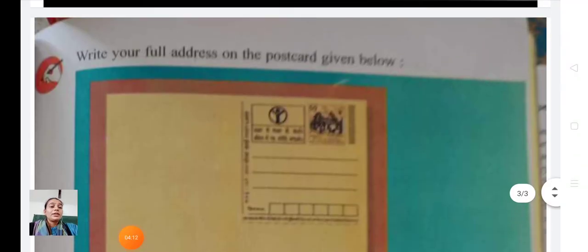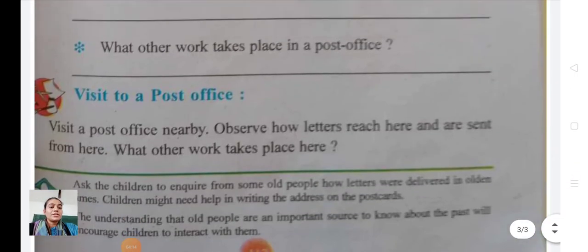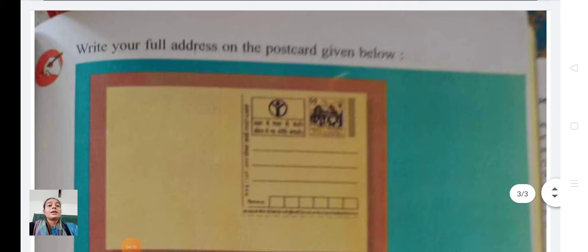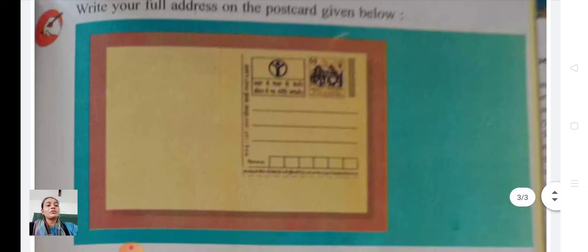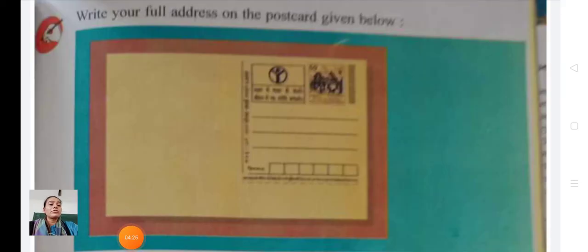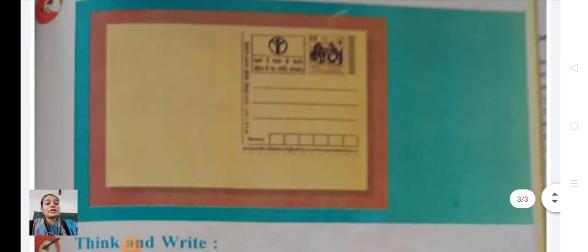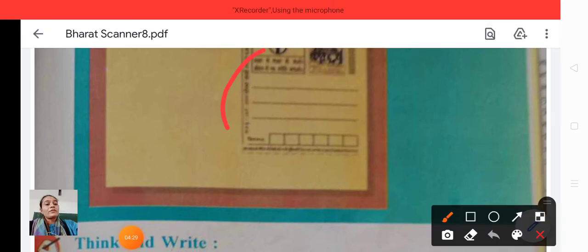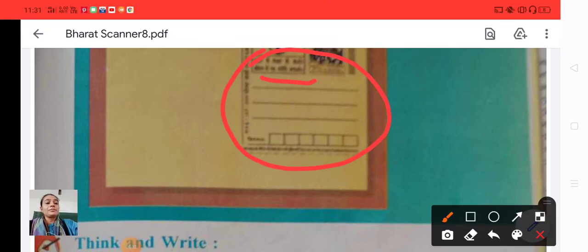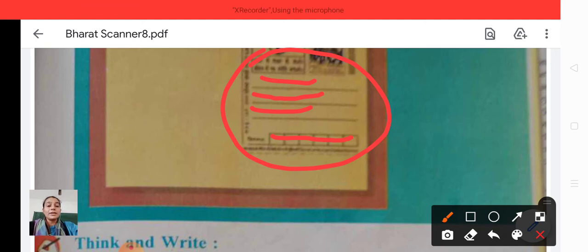Now in the next page, page number 117, write your full address on the postcard given below. So what you have to do in this exercise? You have to write your address here. First you have to write your name, then area, city, and you must write your PIN code number. PIN code means postal index number. Okay.